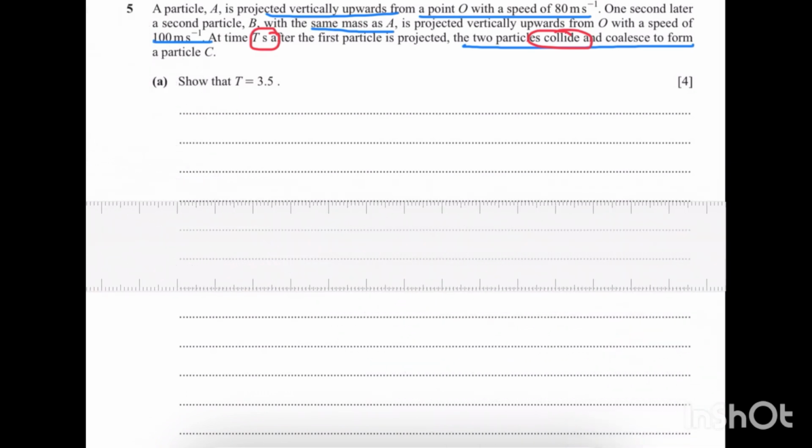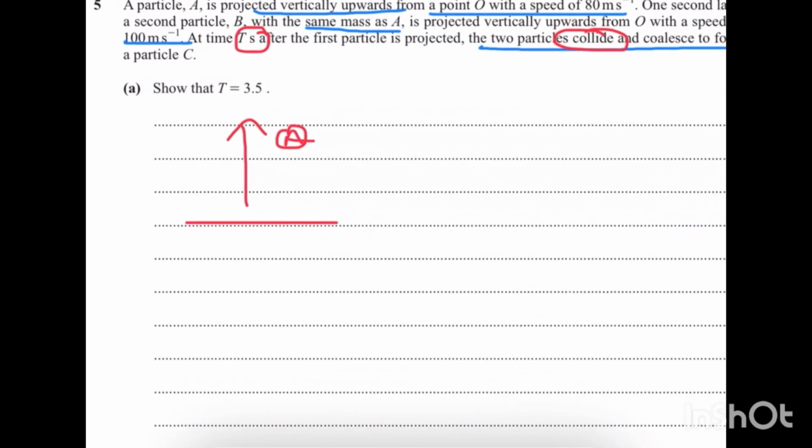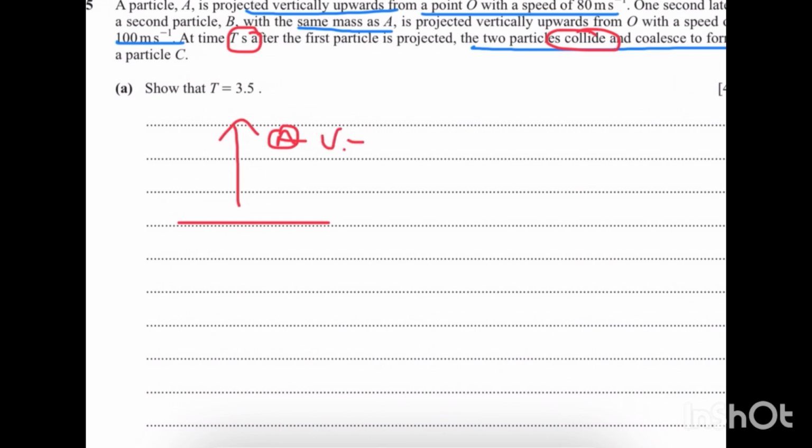So first we need to draw a diagram that shows the situation. Let's say this is the ground, point O, from where the two particles are projected. Let's say this is first A, which is projected at a speed of 80. So that means u is equals to 80. The final speed is not given to us yet, and since it is moving against gravity, the acceleration will be -10. As for particle B, it is projected a second later. Let's say this is particle B, and it is projected upward with a speed of 100. And like A, it is working against gravity, so acceleration will be -10.